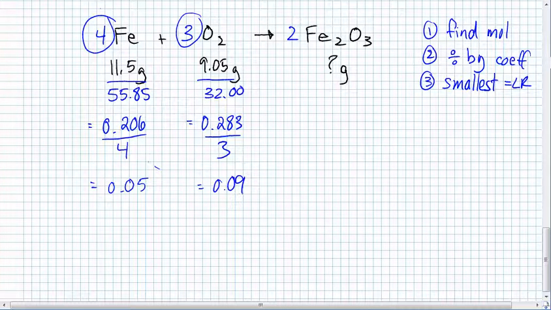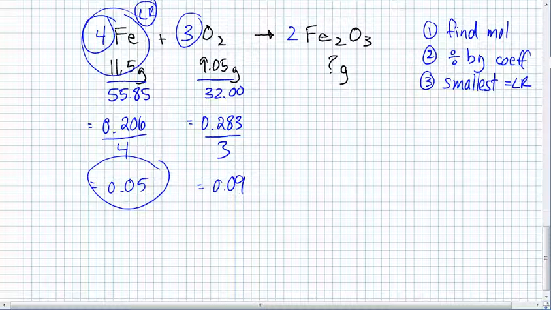And I see that this one, in other words, iron, is my limiting reactant, which means that oxygen is my excess reactant. I have too much of it. Okay, so that is basically all I do to figure out my starting point, the one that I really care about. I don't care about how much oxygen I have because there's too much of it. It's the 11.5 grams of iron. That's what's going to determine how much Fe2O3 I'm going to be making.